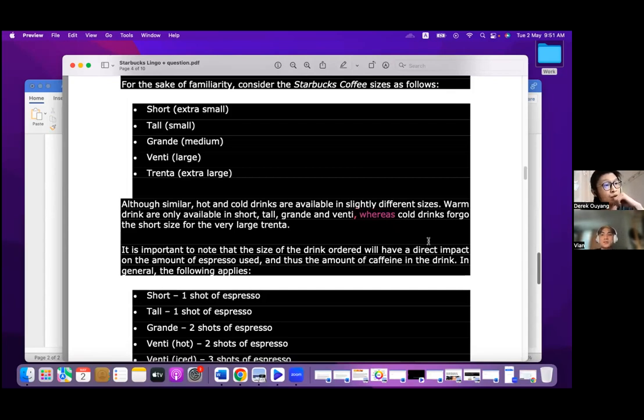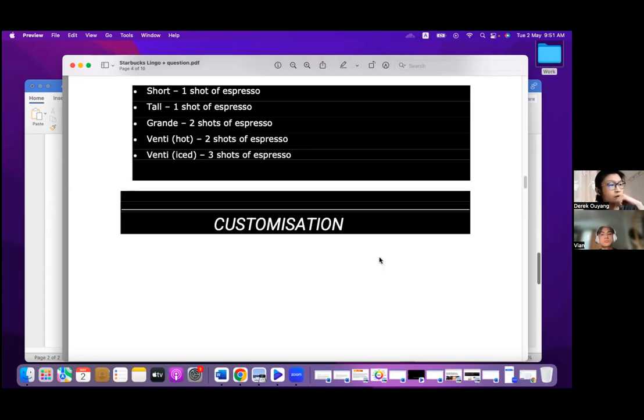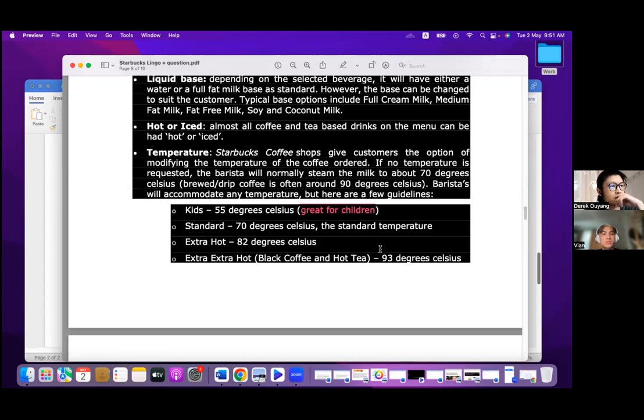So it's the same as to say "while cold drinks forgo the short size for the very large trend." It means while. Yes, correct. Whereas just means while. It's a fancier while, but they're exactly the same. Okay, good. Let's see. What's the problem with "great for children"?